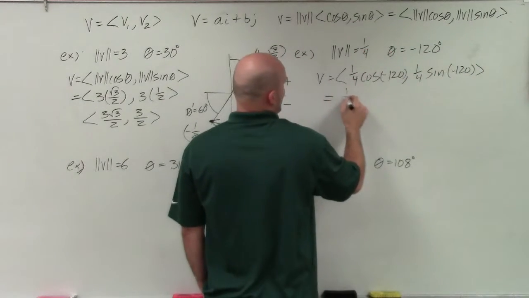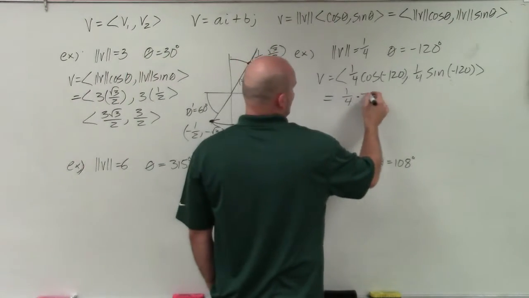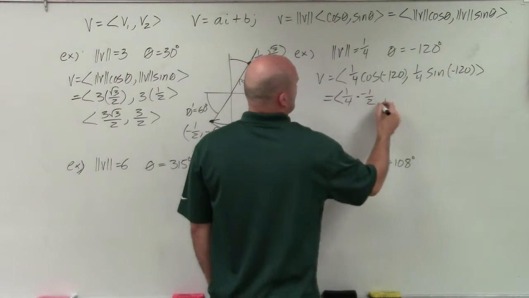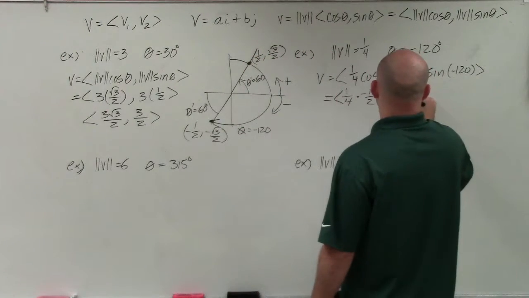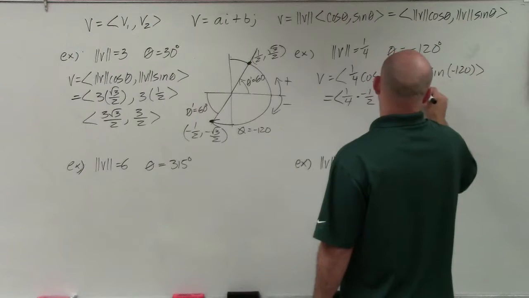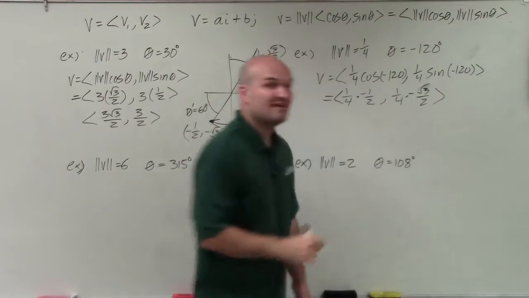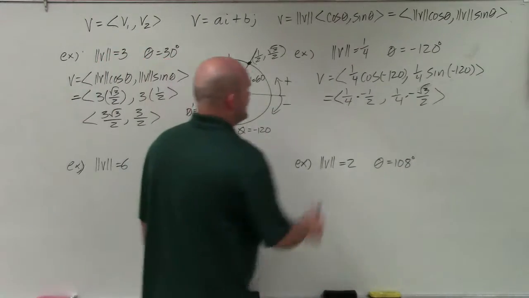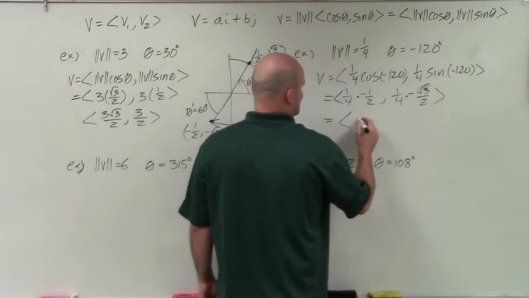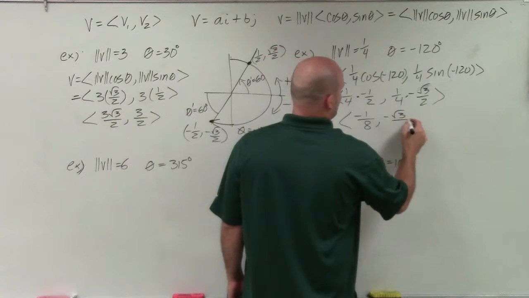Okay, so I have 1/4 times cosine, which is the x-coordinate, which is negative 1/2, comma, 1/4 times the sine, which is negative square root of 3 over 2. And then I just simplify. Remember, when multiplying fractions, multiply numerator times numerator, denominator times denominator. And I get a final vector of negative 1 over 8, comma, negative square root of 3 over 8.